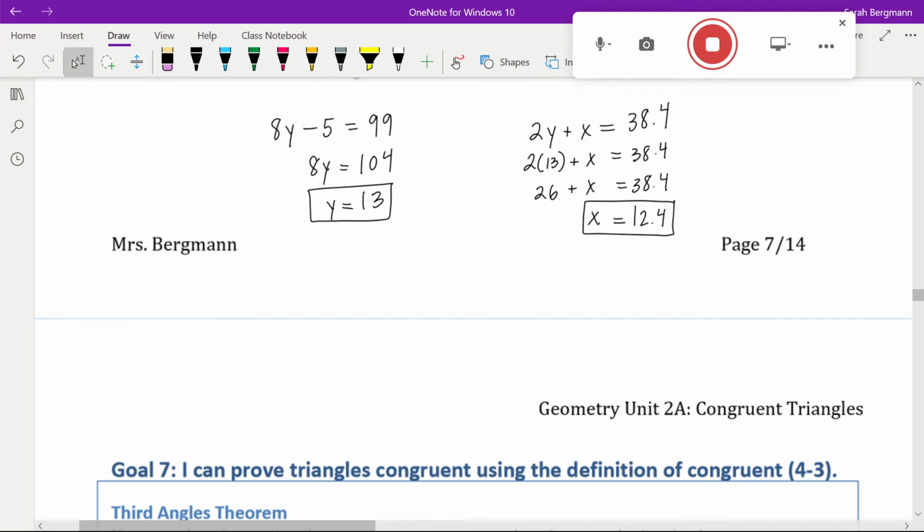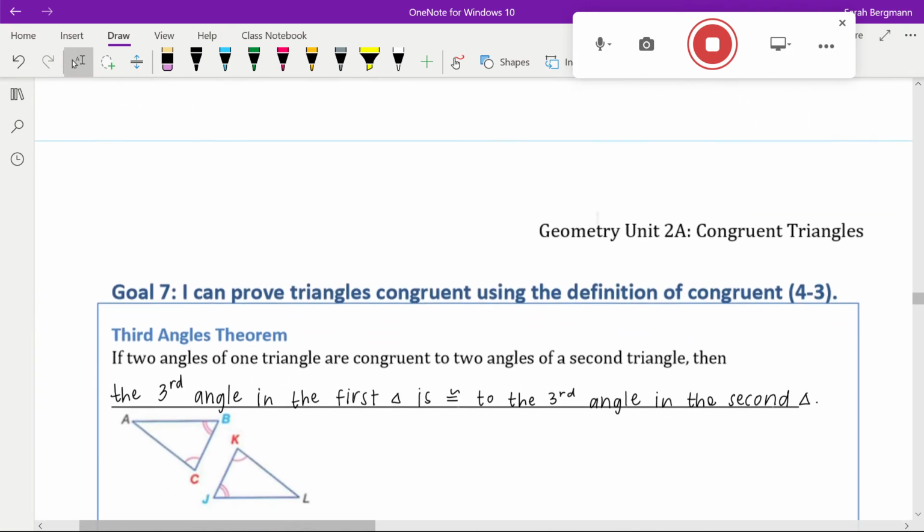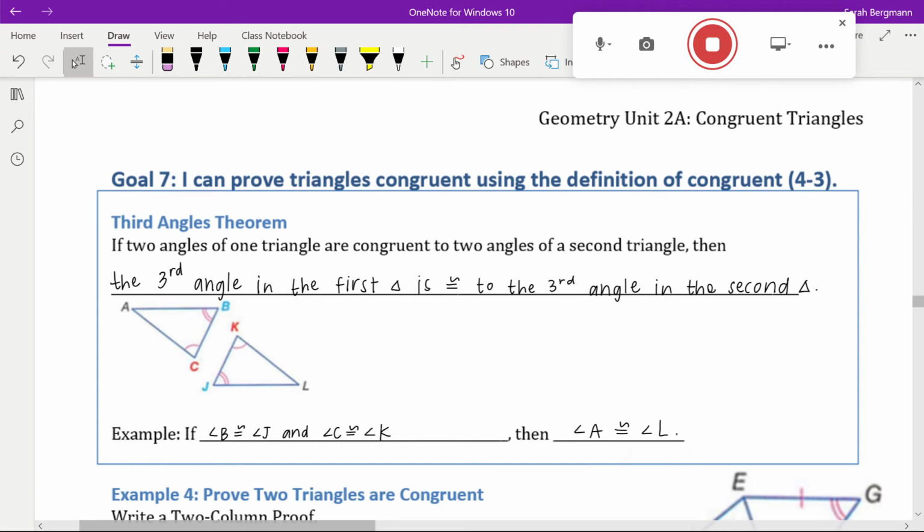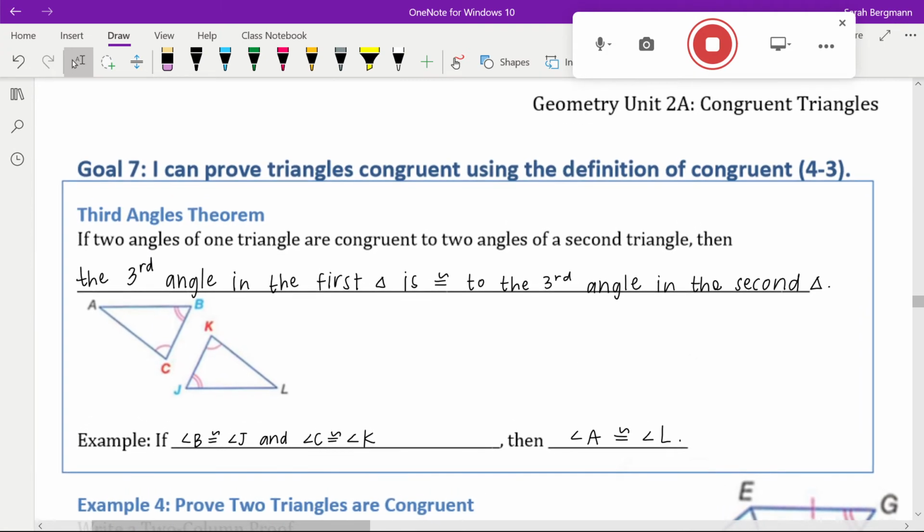All right. Next, we're going to look at proving triangles congruent using the definition of congruent polygons. So in order to do that, we'll have to show that all three pairs of corresponding angles are congruent and also all three pairs of corresponding sides are congruent. This third angles theorem might be helpful here. It says that if two angles of one triangle are congruent to two angles of a second triangle, then the third angle in the first triangle is congruent to the third angle in the second triangle.